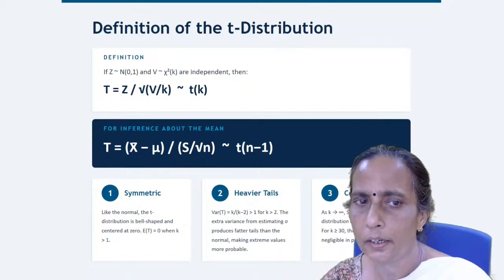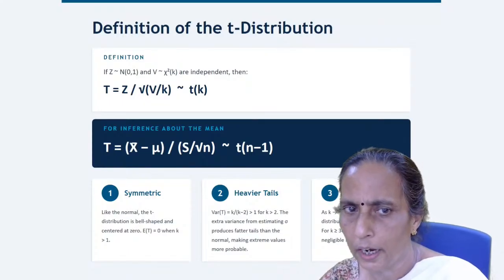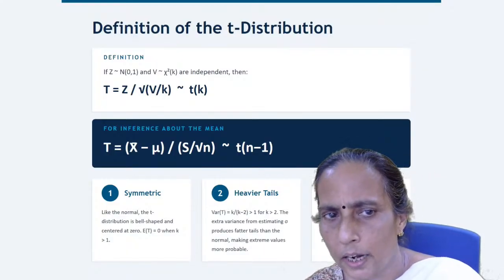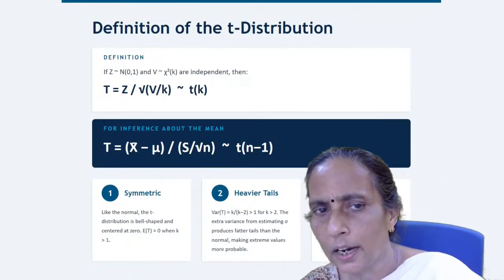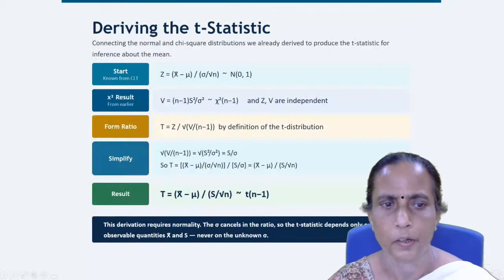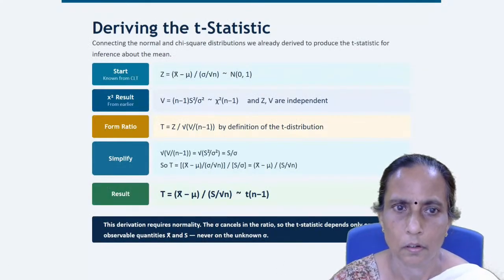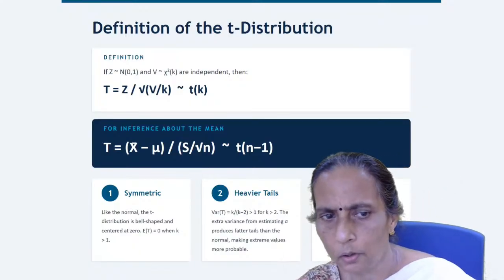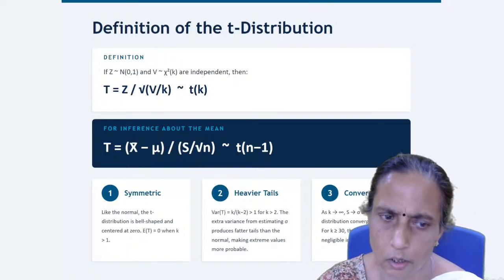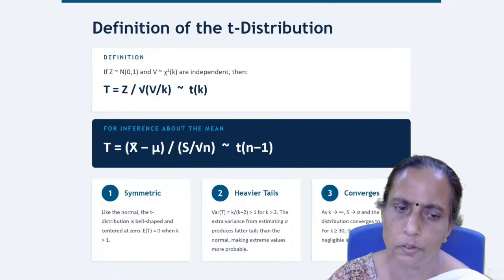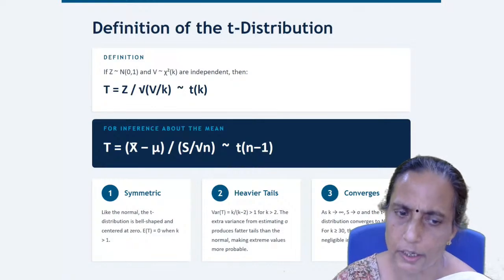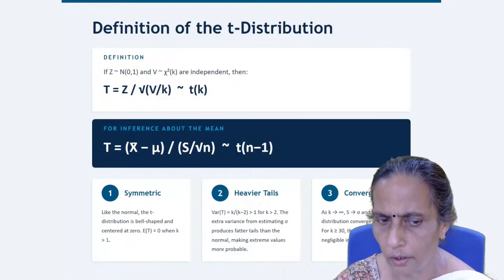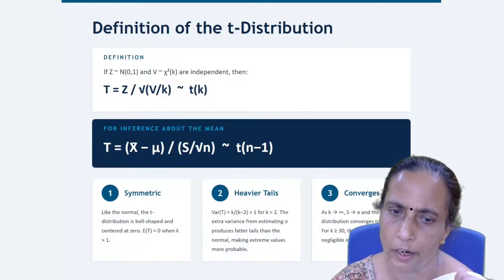G divided by the square root of V by k follows a Student t distribution, where G is a standard normal variable and V is a chi-square with k degrees of freedom. So for inference about the mean, your t is equal to this. Your t distribution, like the normal distribution, is bell shaped and centered at 0. Expectation of the t statistic is equal to 0 when k is more than 1.